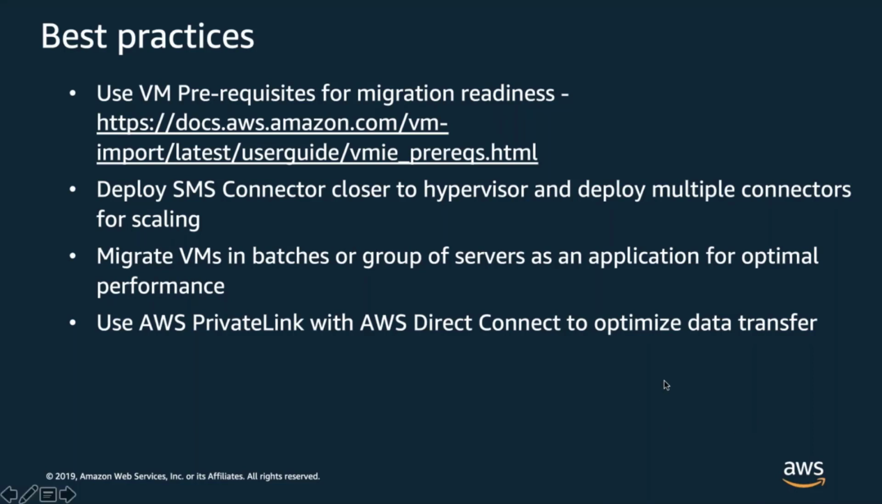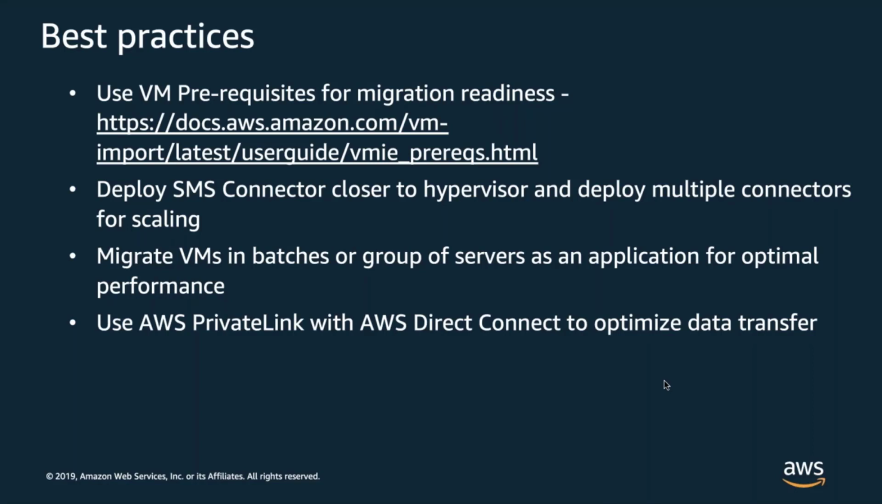Also, you can migrate VMs in different batches, or you can group a set of servers as applications so you can get optimal performance in your migration. A lot of our customers use AWS PrivateLink with AWS Direct Connect to optimize data transfer during the migration process.